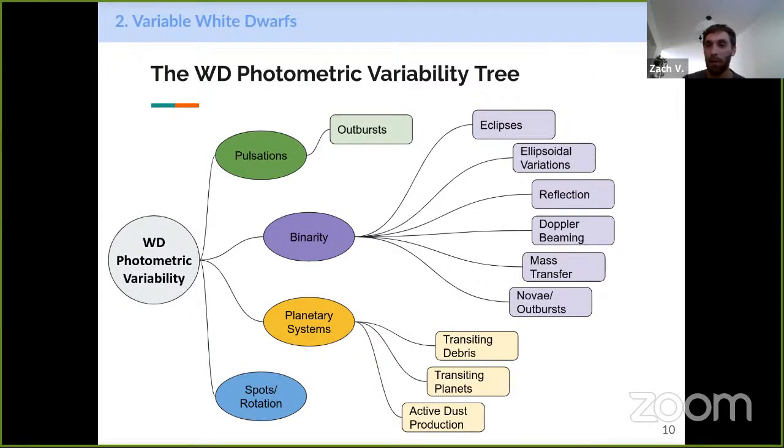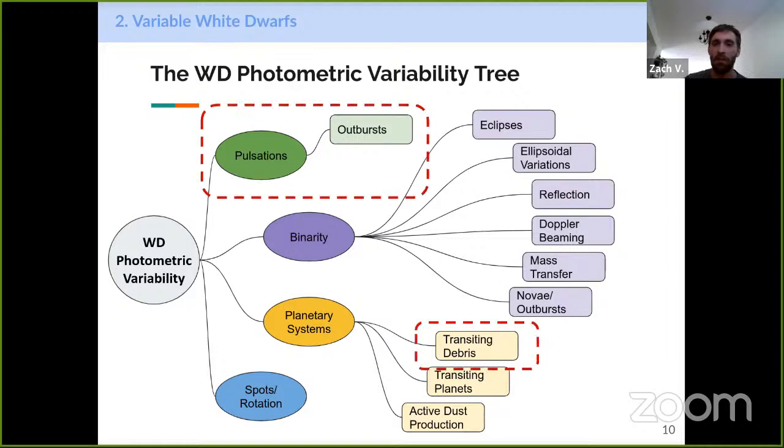White dwarfs can be variable for a lot of reasons, from pulsations to binarity to planetary systems and also rotation effects. I'm going to be focusing, of course, on the pulsations and also transiting debris if I can get to that. But a lot of these other sources can contaminate your data if it's not what you want to find. So I will mention these a bit throughout the talk to mention how I might be trying to avoid them as I'm looking for either pulsators or transiting debris systems.